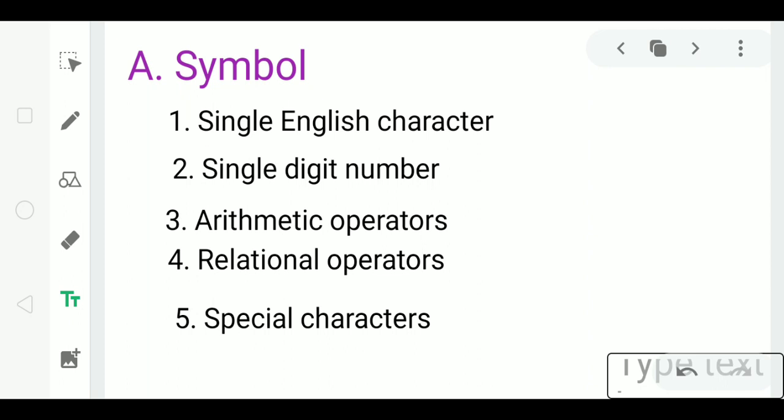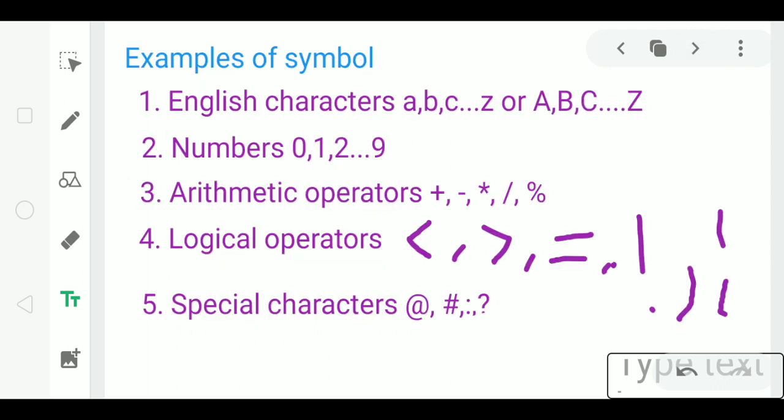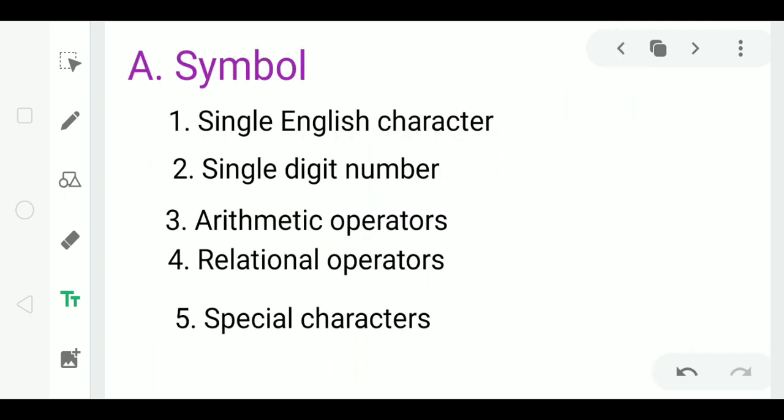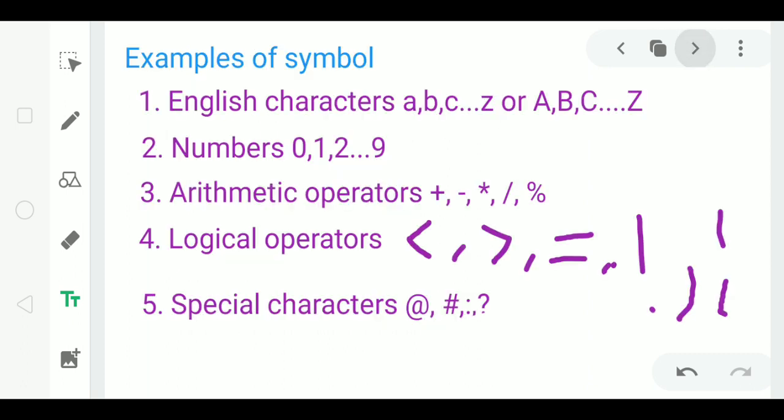Another example of a character is any operator. It can be an arithmetic operator, for example plus sign, minus sign, multiplication, division and modulus. Operators can be relational operators, for example less than, greater than, equal to, not, or, and, etc.